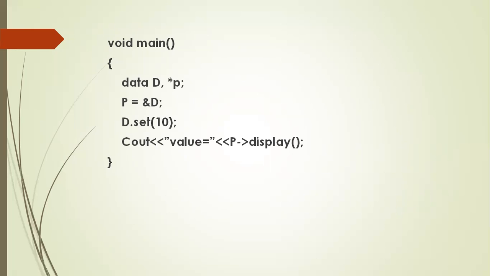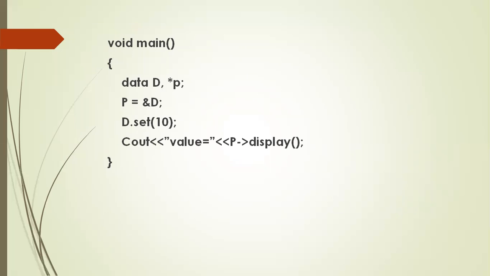Now, I will call the set function with the dot operator. The syntax is object name, which is d, dot set with the parameter 10. Now what happens is the 10 will go to the variable called x, so the x value becomes 10. Next, you call the display function with the pointer name. See, out value equal to p arrow mark display.